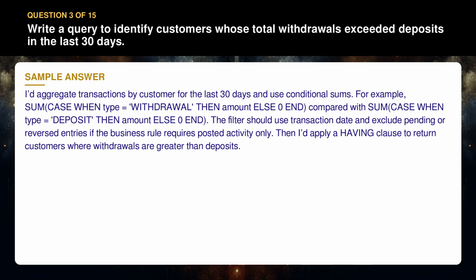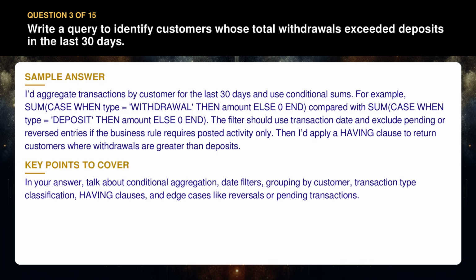The filter should use transaction date and exclude pending or reversed entries if the business rule requires posted activity only. Then I'd apply a HAVING clause to return customers where withdrawals are greater than deposits. In your answer, talk about conditional aggregation, date filters, grouping by customer, transaction type classification, HAVING clauses, and edge cases like reversals or pending transactions.